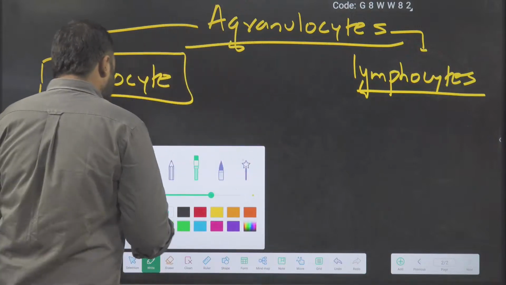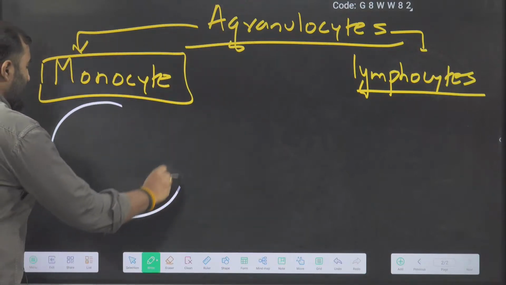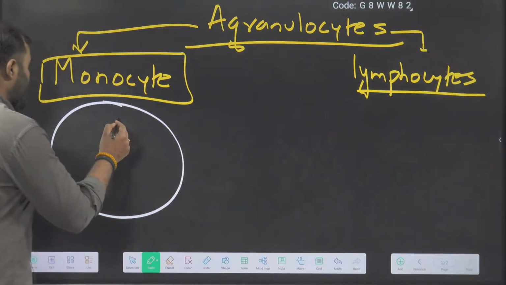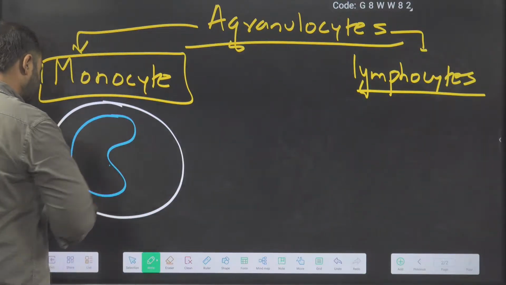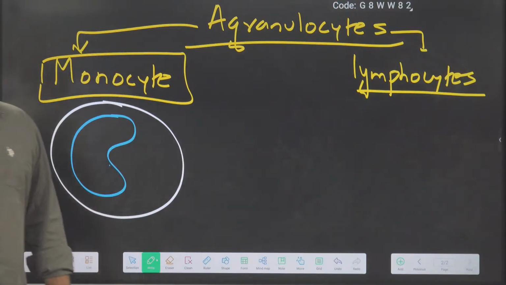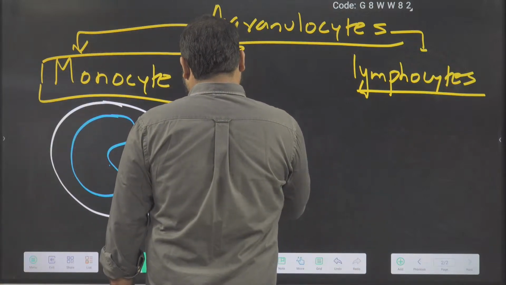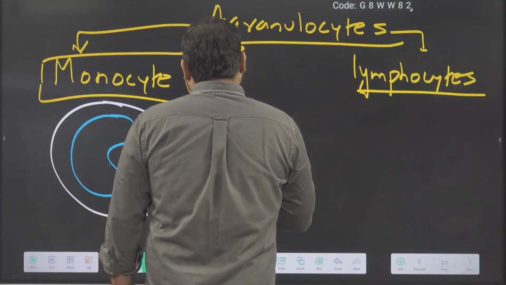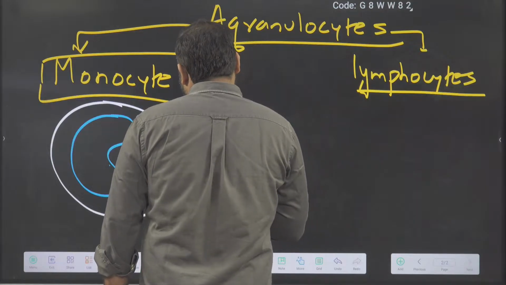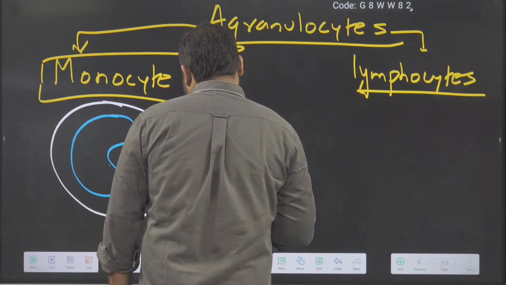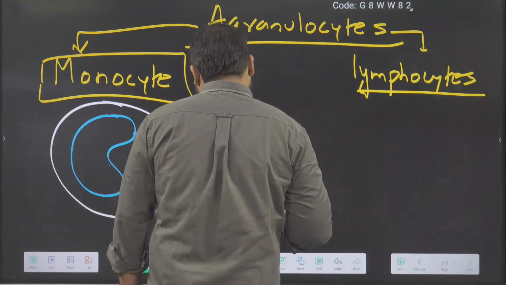Now monocytes, as I told you, are the largest of the WBCs. Their size is largest and their nucleus is kidney-shaped. What shape nucleus? Kidney-shaped, or I can say horseshoe-shaped nucleus.